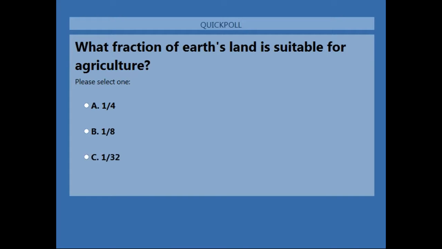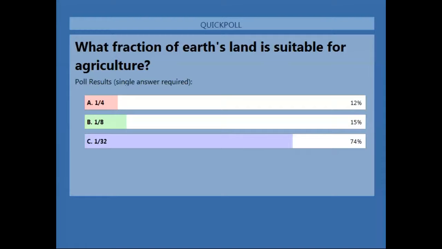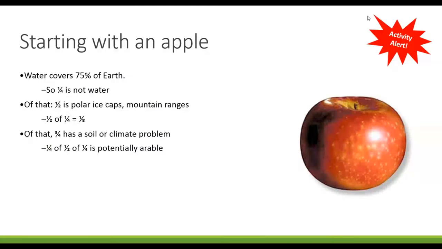I'll go back to the beginning. We've got something that talks about the apple as planet Earth. And as we look at that, most of the Earth's surface is water. Most people on here got that number right, because roughly 75% is water, leaving a quarter. Of that, about half is polar ice caps and high mountain ranges. We can't use it to produce crops, food and fiber, to feed, clothe, and shelter all the people on the planet.